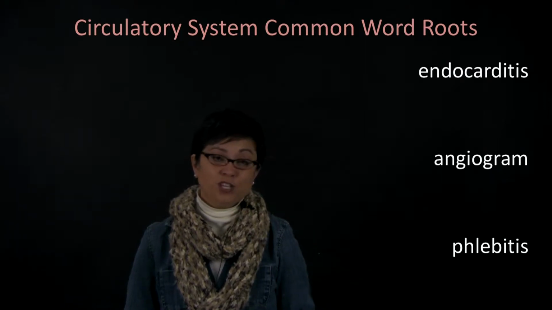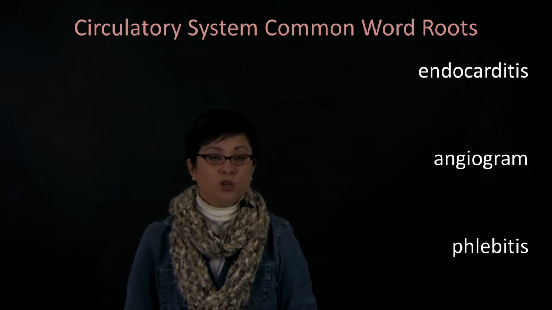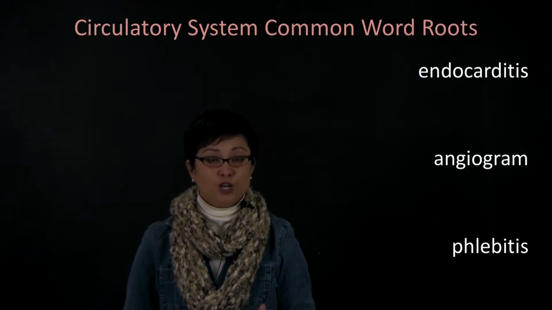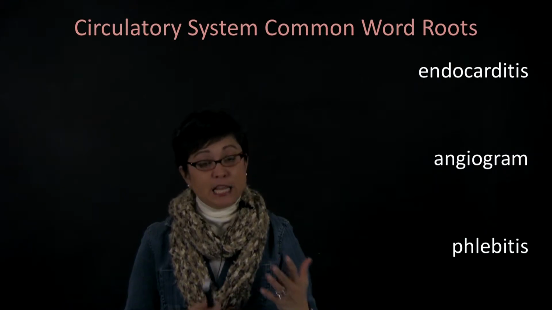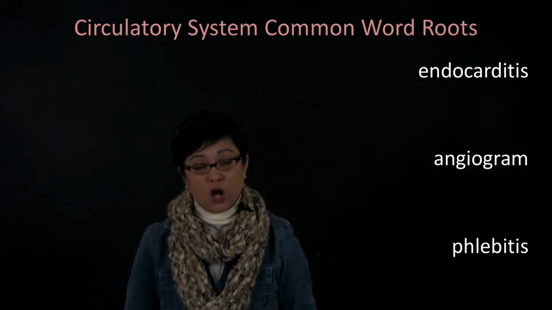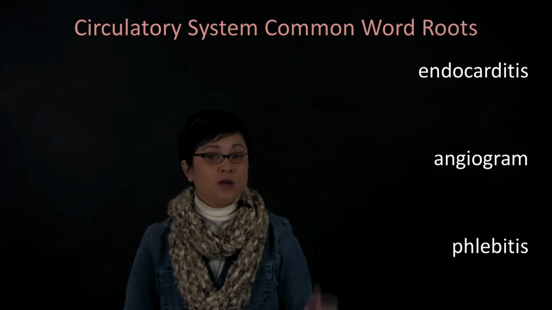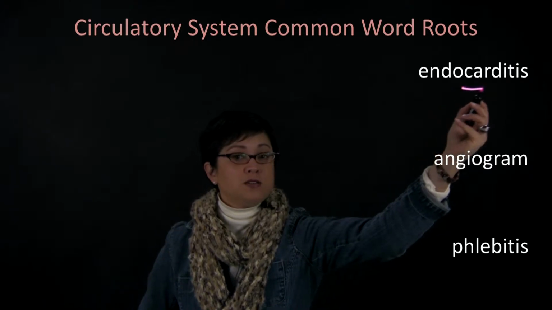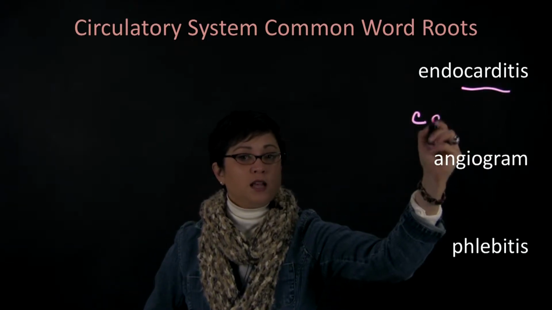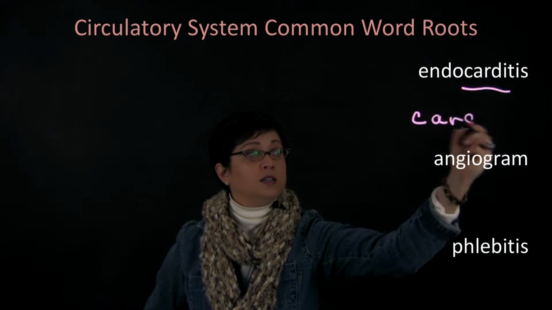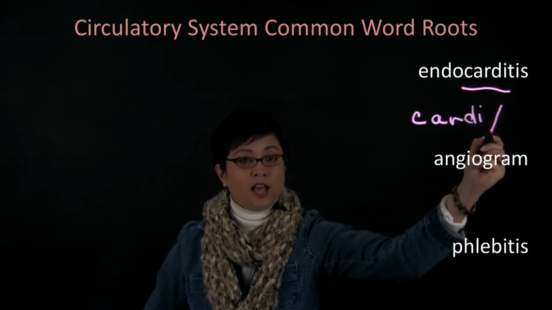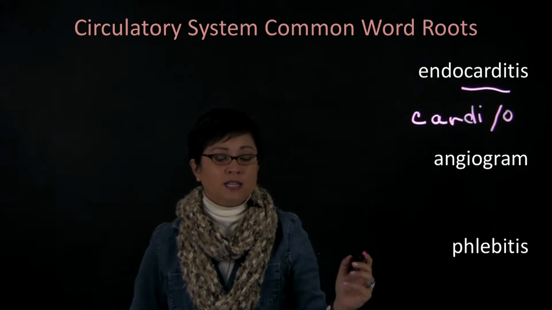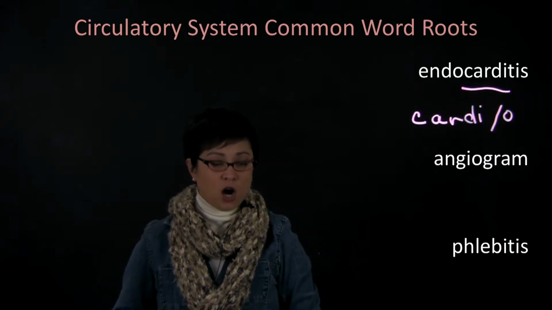As in carditis, we just added the endo, which is a prefix, which we'll get to later. But in this case, we want to look at the word root of this particular term. In this case, it's the inflammation of the lining of the heart. So let's break it down. We have cardio, so it's right here, cardi, C-A-R-D-I, the slash, and the O. Okay, so endocarditis, and again, it's the inflammation of the lining of the heart.